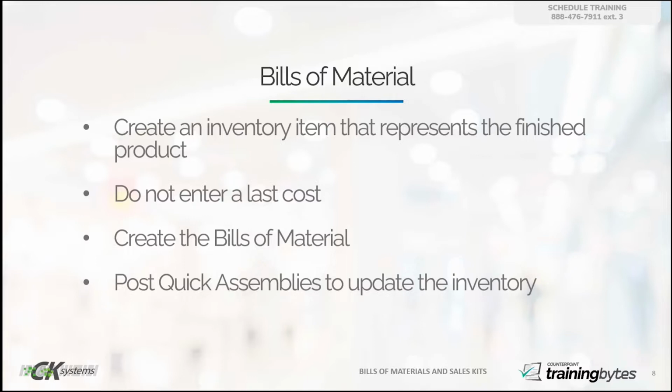So once you create the bill of material, you go to quick assemblies and you post the bill of material, and the quick assemblies will reduce the components. So it'll take components out of stock and it'll add to the finished product. And we'll see all that in the software a little bit later on.